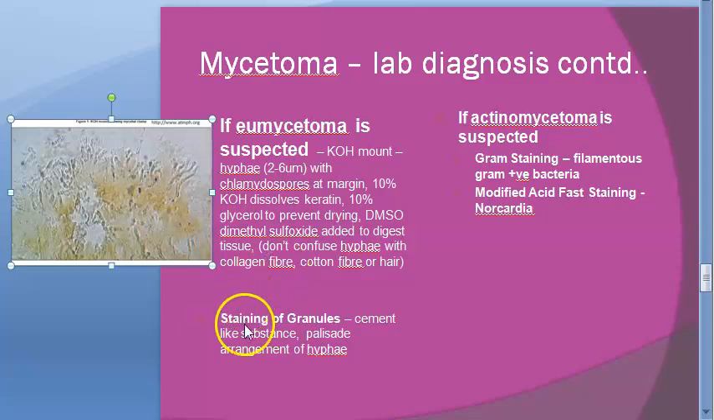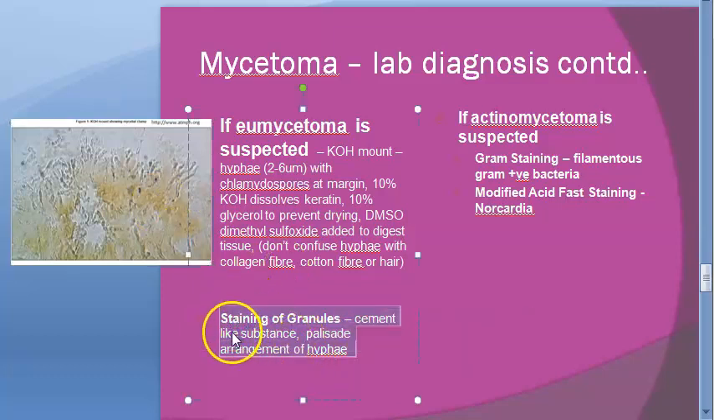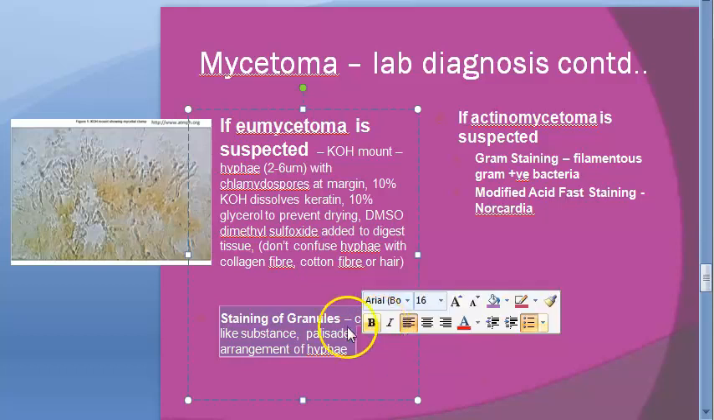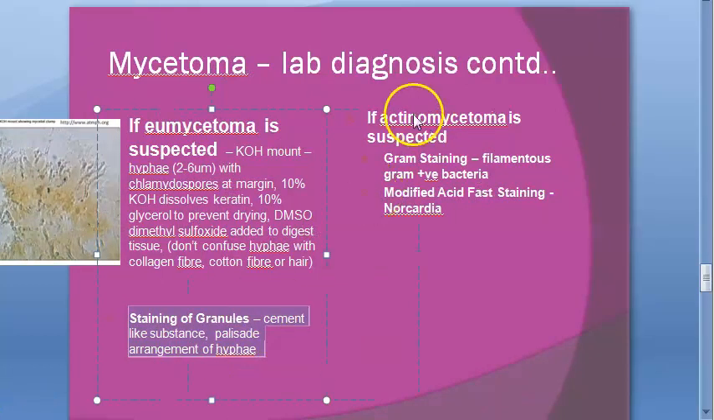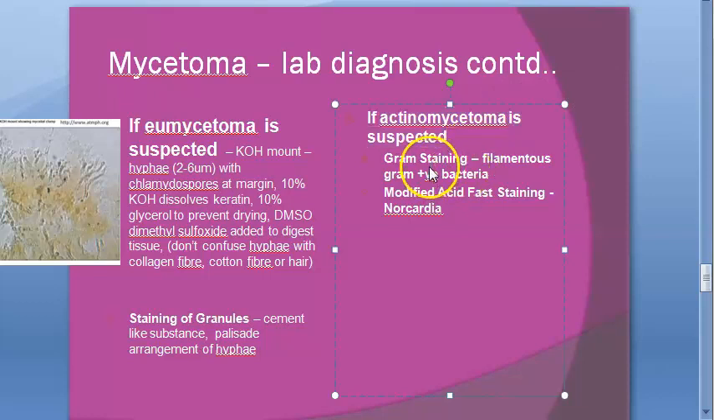Okay. You can also do normal histological staining. Histopathological staining you will do of the granules, and you will see the cement-like substance, right? You will see cement-like substance, palisade arrangement of hyphae in the cement-like substance, okay? If you are suspecting Actinomycetoma, then what you should do, it is bacteria, right?